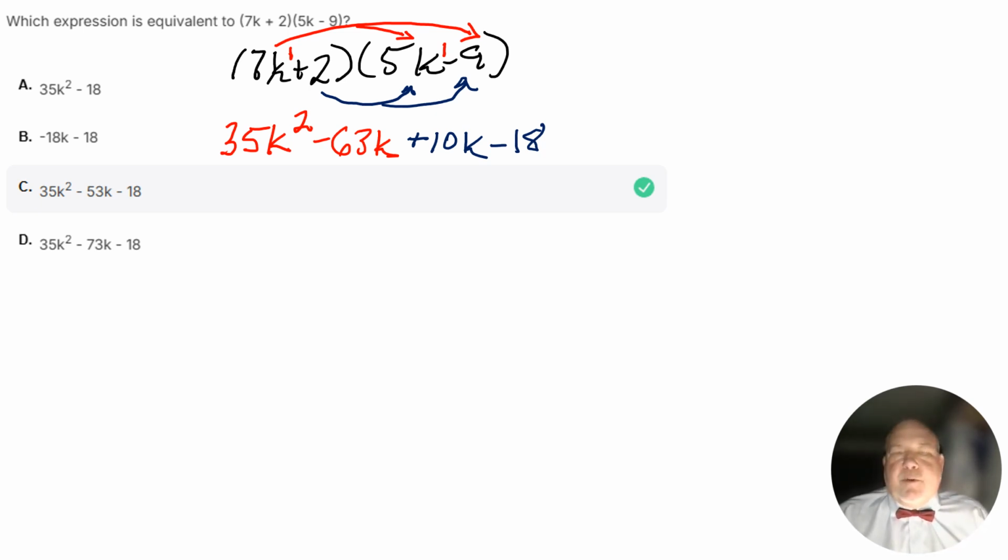So again, this is very similar to FOIL. FOIL, in case you don't remember, stands for first, outer, inner, last. And again, it's basically the same thing. You end up with the same thing. I just find students have an easier time thinking of it as the distributive property.